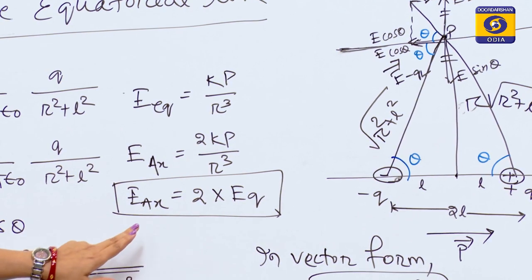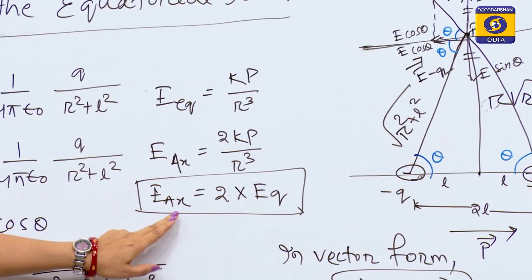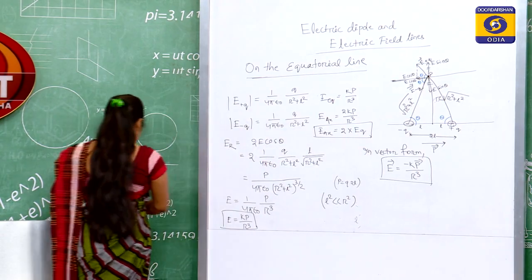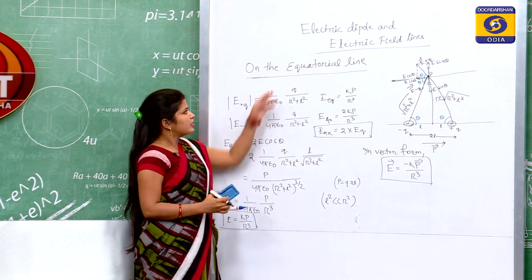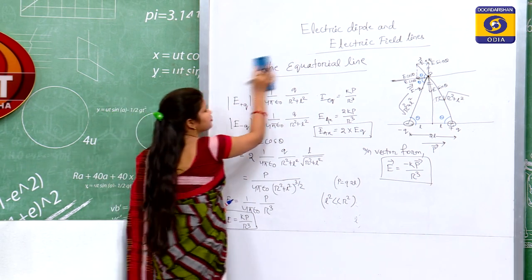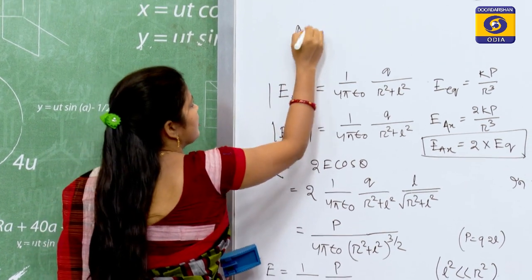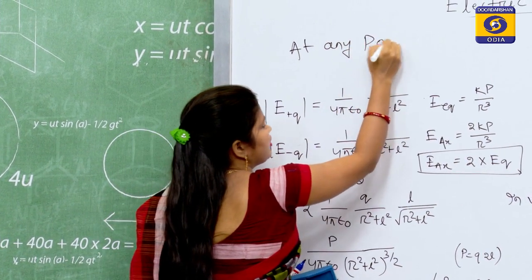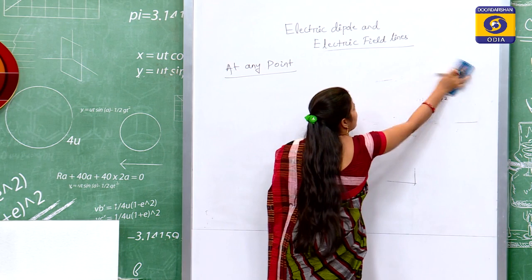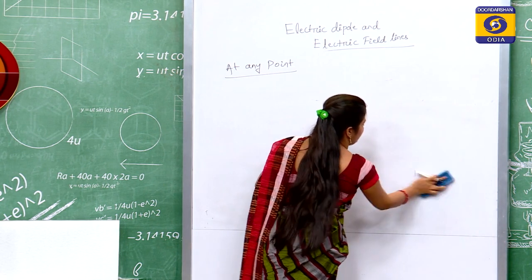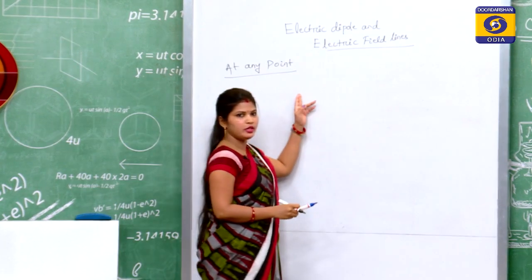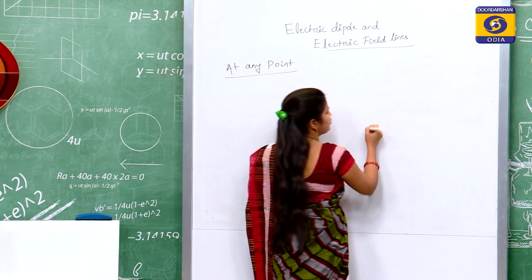So, at the same distance, the electric field intensity on the axial line is double in strength compared to the equatorial line. Okay. Next, we will see what is the electric field intensity due to an electric dipole at any point. Okay. At any point of the dipole. Here you can see this is the general formula, and from that formula we can calculate both the electric field at the axial line and the equatorial line.